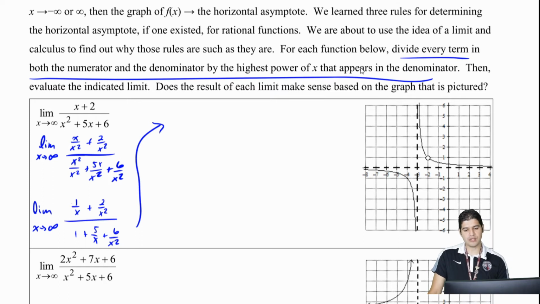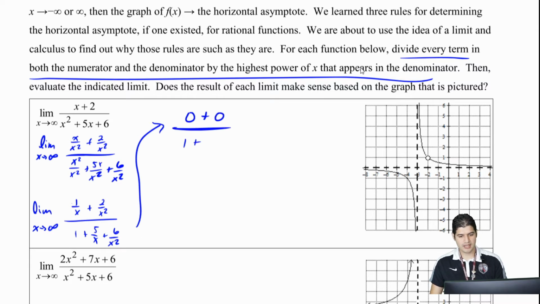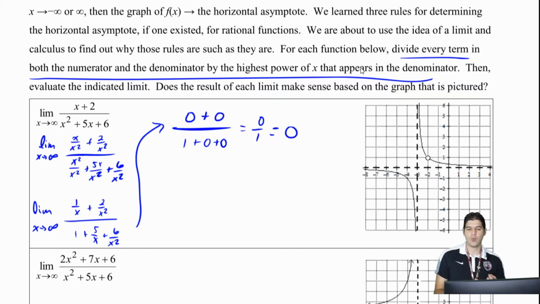So I get 1 over infinity in this first part. So 1 over infinity right here, that'll get me 0. So 0, and then 2 over infinity squared, that's also going to get me 0. And then 1 plus 5 over infinity, that's 0. And 6 over infinity squared, that's 0. So I get this to be 0 over 1, which is 0. And that matches what I have going on the right end behavior. It is approaching that x-axis to the right.